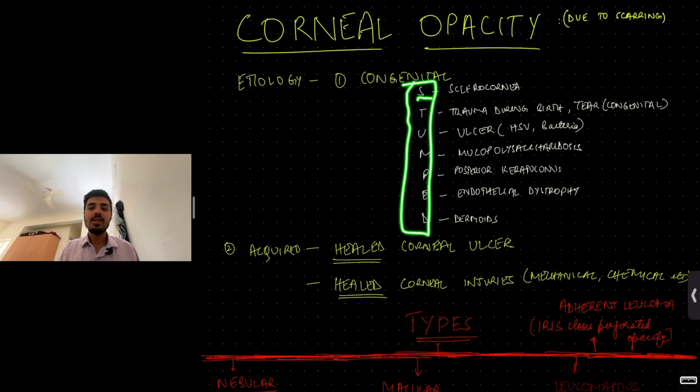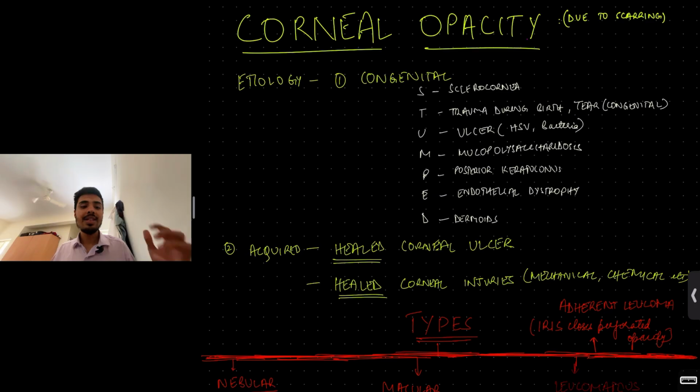S for scleroderma, T for trauma during birth, U for ulcer, M for mucopolysaccharidosis, P for posterior keratoconus, E for endothelial dystrophy, and D for dermoids. Even if you remember four, it's enough. So, congenital causes, STUMPed: scleroderma, trauma during birth, ulcer, mucopolysaccharidosis, posterior keratoconus, endothelial dystrophy, and dermoids.